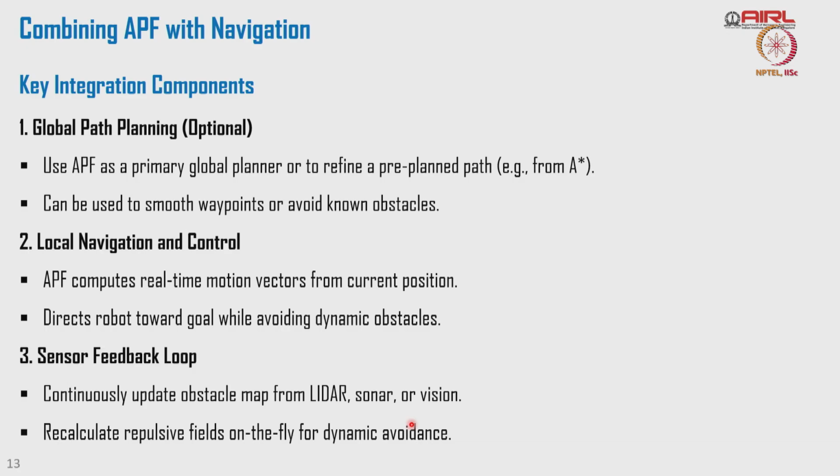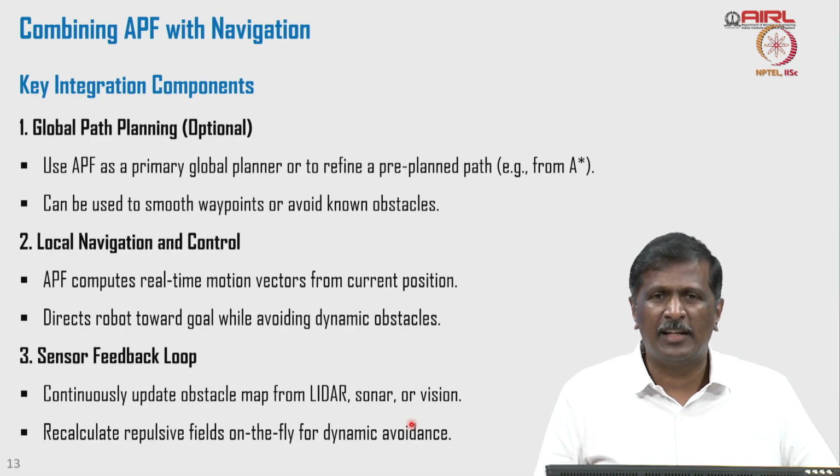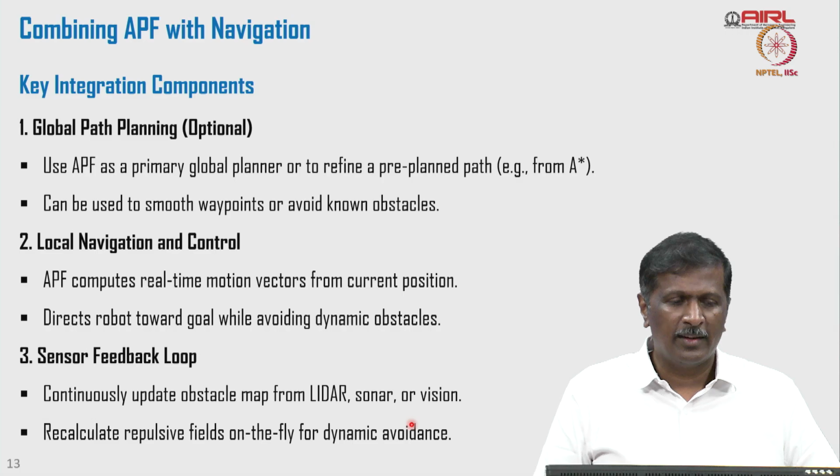Right? Now, how do we combine this APF with navigation? Right? What are the key components? We can use it for terrain following. Right? Static map is known. Static obstacles are known. I can use APF to generate a global path planning, right? Or I can use A star, or D star, which we covered in earlier lectures, to generate the global path, right? It can be used to smooth the waypoints also to avoid unknown obstacles.